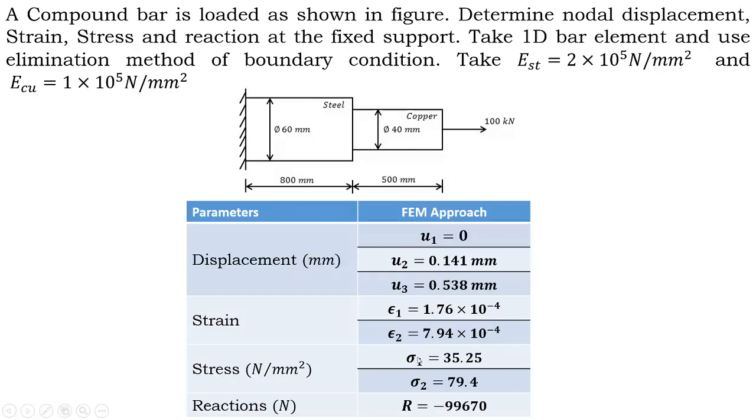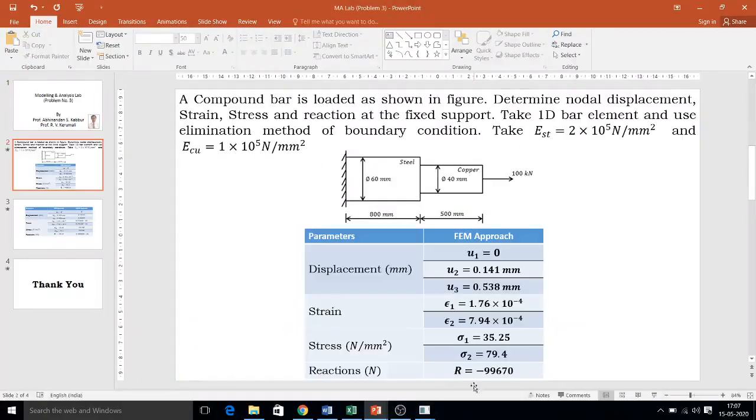Similarly, the stress in the steel portion is 35.25, and the stress in the copper portion is 79.4 Newton per mm square. And finally, the reaction at the fixed end is 99,670 Newton, which is nearly equal to 100,000 Newton, nothing but 100 kilonewton. So these are the values solved through FEM. Now let us check the values using the ANSYS software.